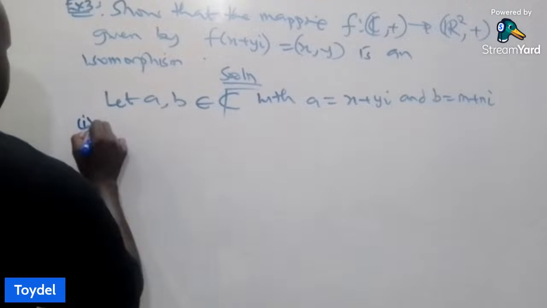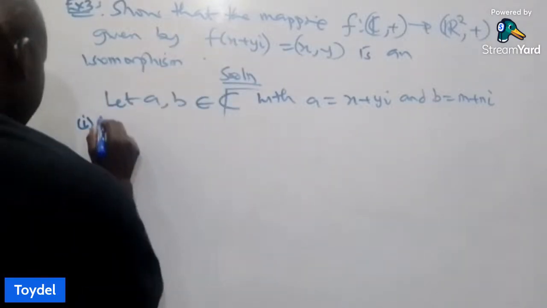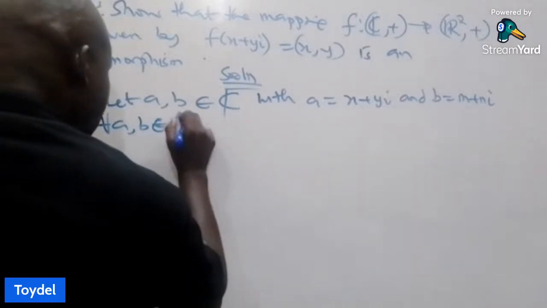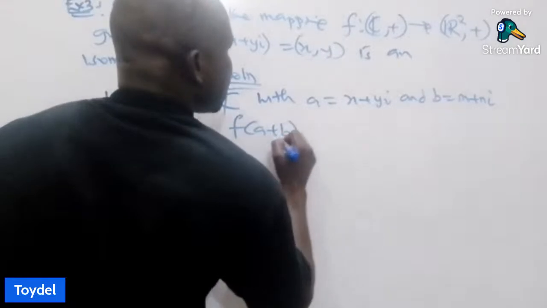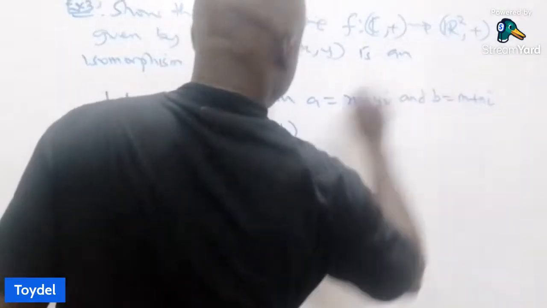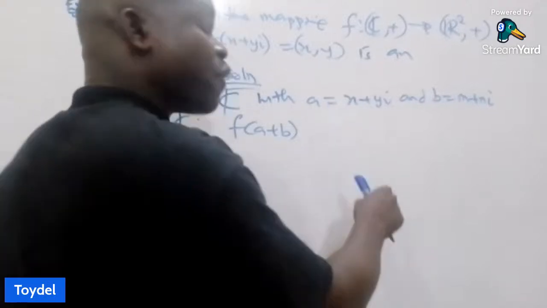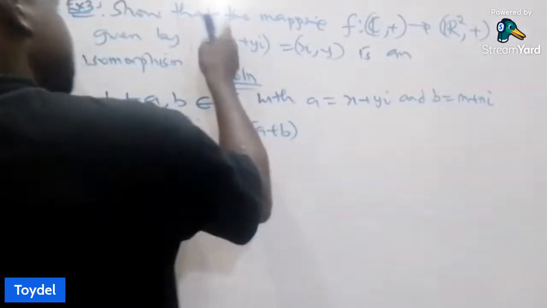Then the first one, we want to check for homomorphism here. So for all a, b that belong to the set of complex numbers, can we find f of a plus b? Why do we use plus here? It is addition, so we use plus. If it's multiplication, we say f of ab must be equal to f of a multiplied by f of b. If the condition is satisfied, it shows that this f is a homomorphism.